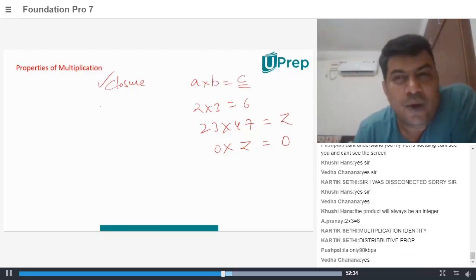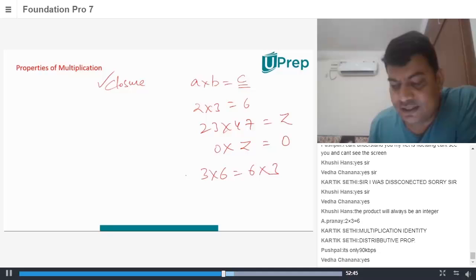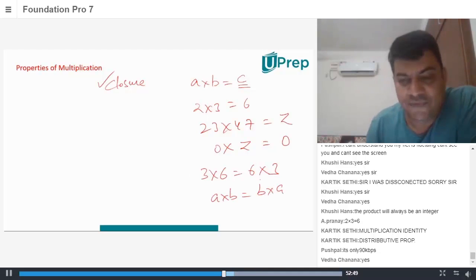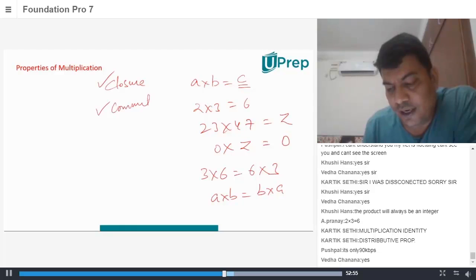Does it hold commutative property? Yes, sir. Why? Because 6 into 3 is equal to 3 into 6. Wonderful. 3 into 6 will always be equal to 6 into 3, because a into b is always equal to b into a. So it definitely holds commutative property.